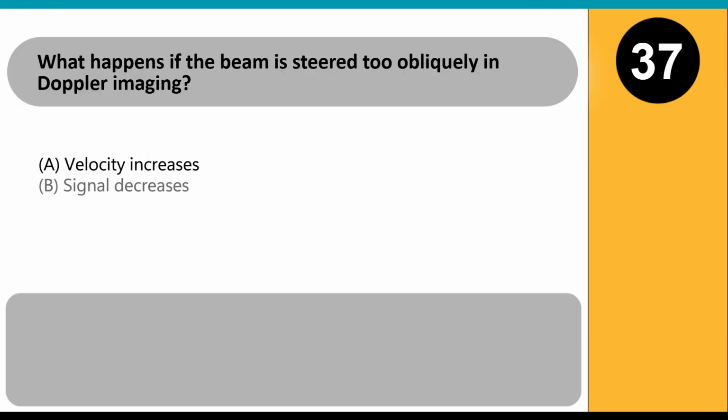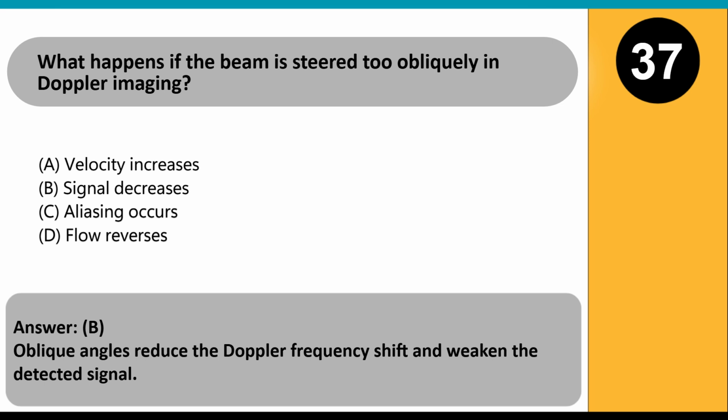What happens if the beam is steered too obliquely in Doppler imaging? A. Velocity increases. B. Signal decreases. C. Aliasing occurs. D. Flow reverses. Answer B. Oblique angles reduce the Doppler frequency shift and weaken the detected signal.